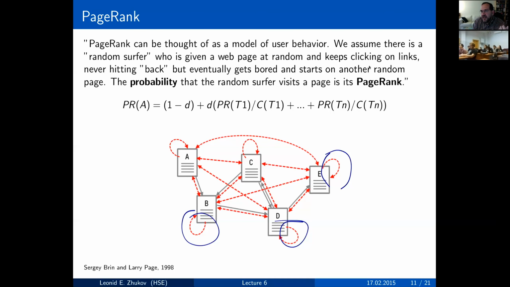I can say it differently. I can say, okay, if somebody walks long enough on this graph and visits different pages, and then you count the frequency with which the person visited pages, that relative frequency will be proportional to the importance of those pages.